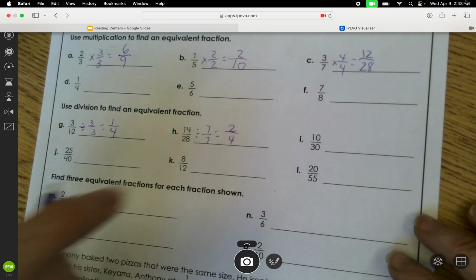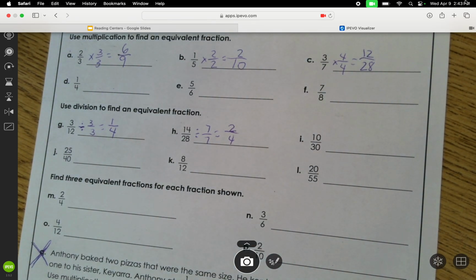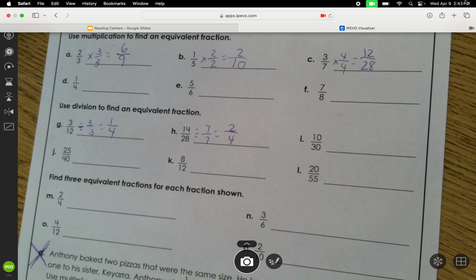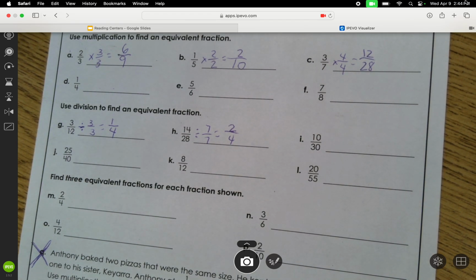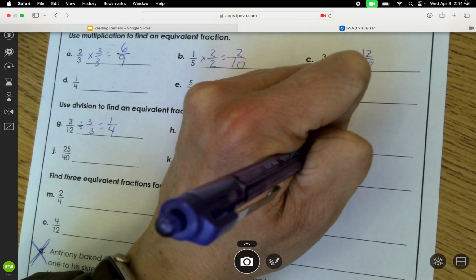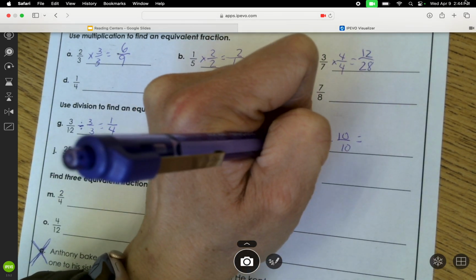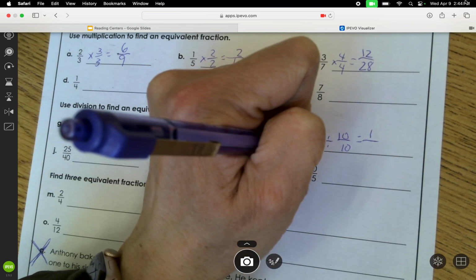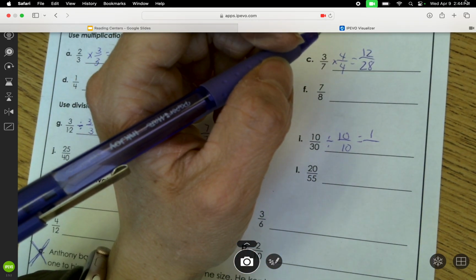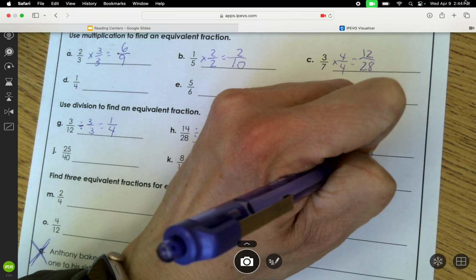All right, I'll do I with you as well. 10/30. Bam, what do I see? What do I know is divisible by both of them? 10, right? So let's do it. 10 divided by 10 is 1. 30 divided by 10, 10, 20, 30.